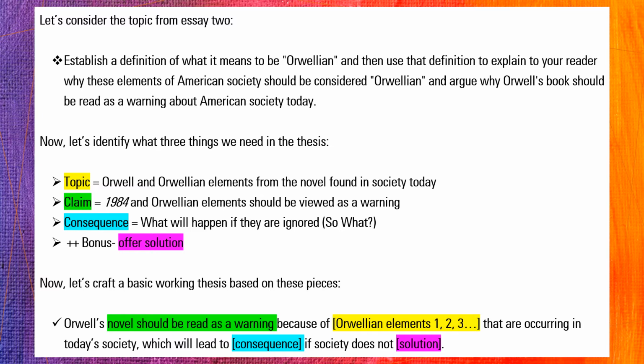So you can see this is a very basic thesis structure in which I have my main claim, which is that the novel should be read as a warning. I've provided topics in the form of the Orwellian elements I will be examining in my essay. I have given a consequence of what will happen if these elements continue to go unanswered, and then as a bonus, at the end of my thesis, I will suggest a solution to stop these consequences. Now, this is not the only way to write a thesis, but it is one of the most focused ways to write a thesis by building on the three main concepts you need to include to make your argument.